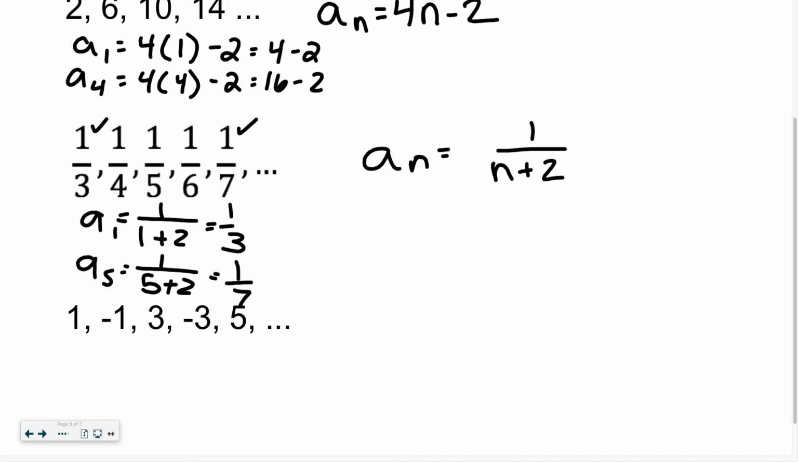You can also use, for alternating signs, -1 to different powers, because -1 to the first is odd, but -1 squared is even. So if you take -1 to the n or -1 to the n plus 1, you can alternate your signs. Okay, but I'm more concerned about examples 1 and 2.